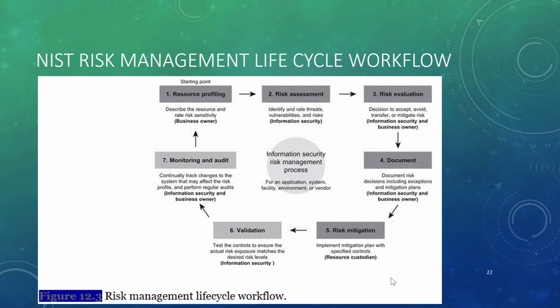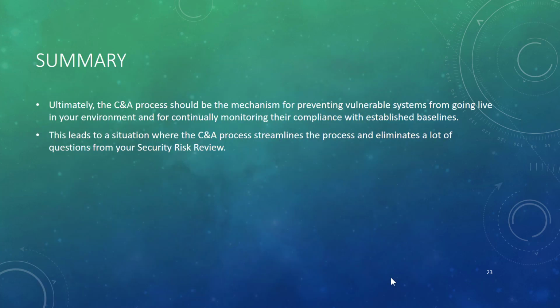We then document those decisions, including those exceptions to policy and what our mitigation plans are. Implement that risk mitigation plan with the controls that we've selected. Validate they're actually working and we're reducing our risk exposure so that our residual risk is lower than our risk threshold. We then monitor and audit to make sure that that system continually stays lower than our risk threshold.